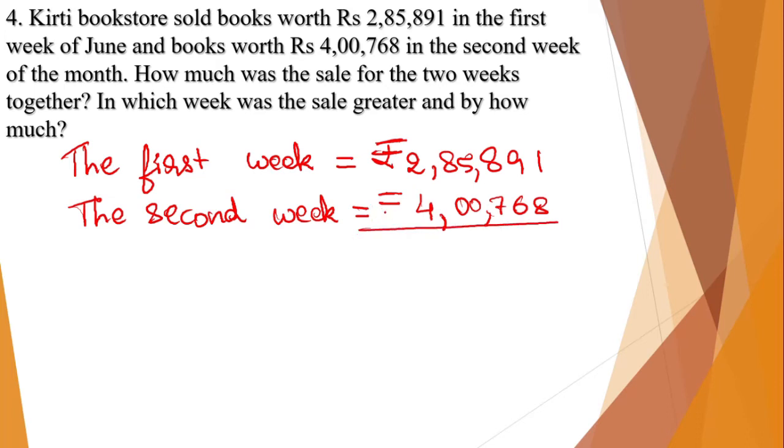Now we should add them because they are asking together. Together means we should add it. Now 1 plus 8 is 9 and 9 plus 6 is 15. So 5 here and 1 carry over, and 1 plus 8 plus 7 is 16. So 6 and 1 carry over, and 1 plus 5 plus 0 is 6, and 8 plus 0 is 8, and 2 plus 4 is 6.